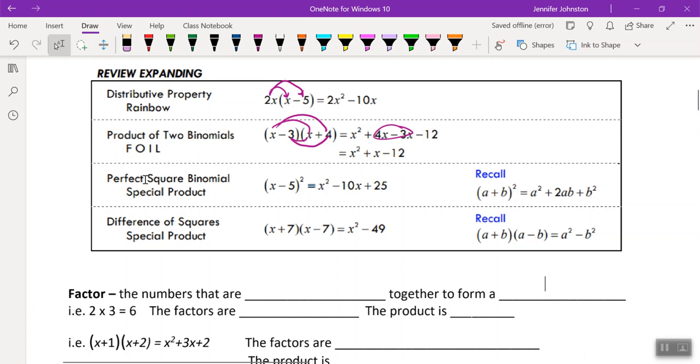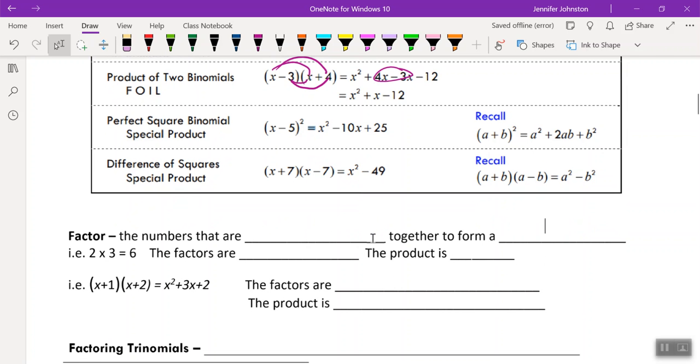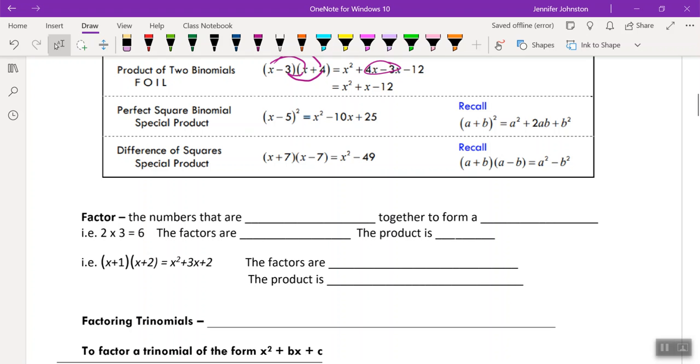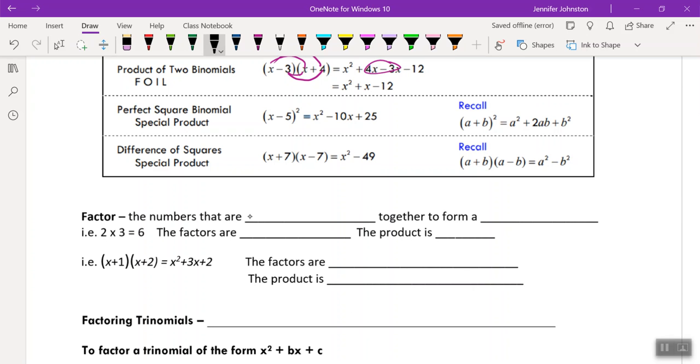Today we're going to be looking at perfect square binomials and difference of squares. But before we do that, let's look at what a factor is. Factors are the numbers that are multiplied together to form a product. So 2 times 3 is equal to 6. The factors are 2 and 3, the two things being multiplied together, and their product, the answer, is 6.